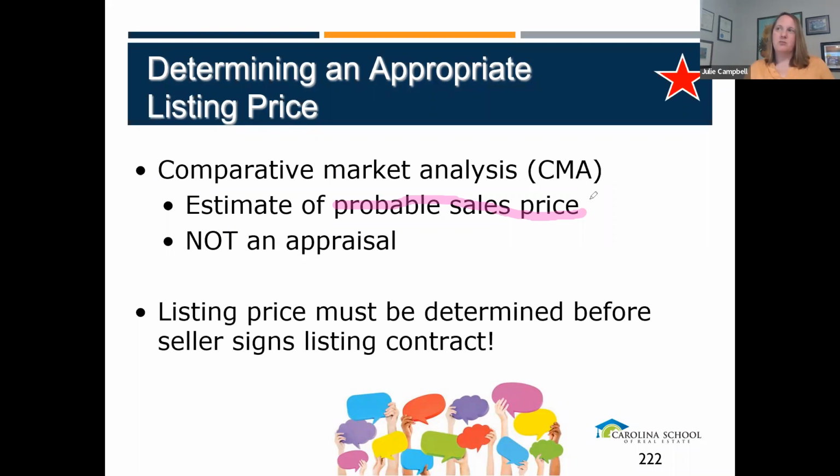Okay. So we're helping the sellers find a probable sales price, so we know what to list their property for. Another thing, this isn't on your test, but just FYI, because I think it will be on your test soon, because this is something that's gaining in popularity.